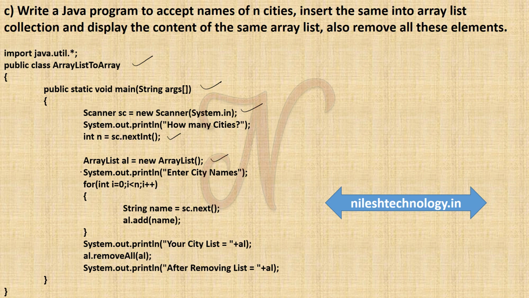Here accept the n city names from the user by using a for loop, accept one city name and add it to the array list. Okay, so if your n is 3, then by using the loop 3 times you add the 3 city names in the array list. For example, Pune, Mumbai and Satara.